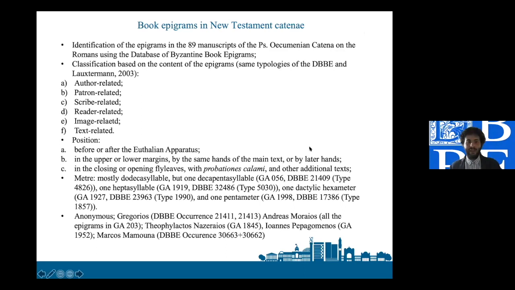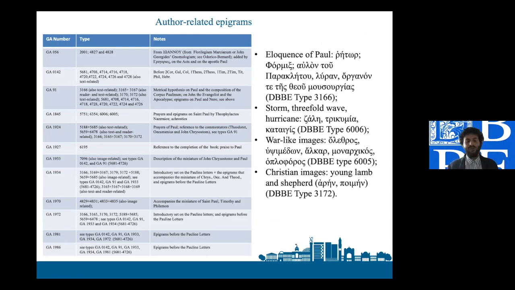So the first category of epigrams that I'm going to discuss with you today includes the so-called author-related epigrams, that agree with Lauxtermann's laudatory category. These epigrams praise the author of the main text of the manuscript, so Paul, and generally speaking, I found some common attributions, for example, in the epigrams that I considered for my presentation. In the DBBE type 3166, which is found in the manuscript J91, there is the employment of images related to music in order to stress the importance of the rhetoric and the eloquence of Paul. So Paul, in this type found in J91, is described as a rhetor, a lyre, an organon.